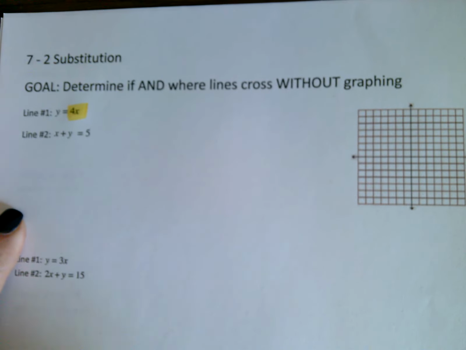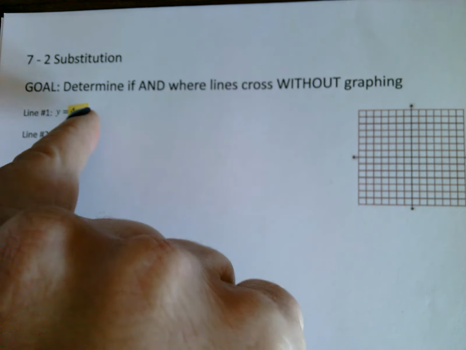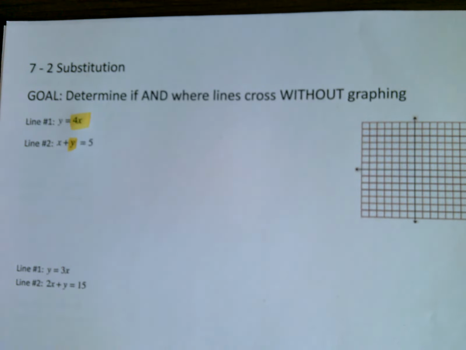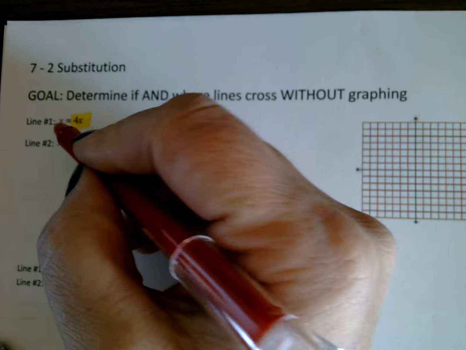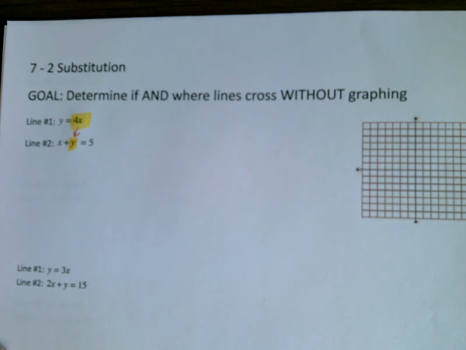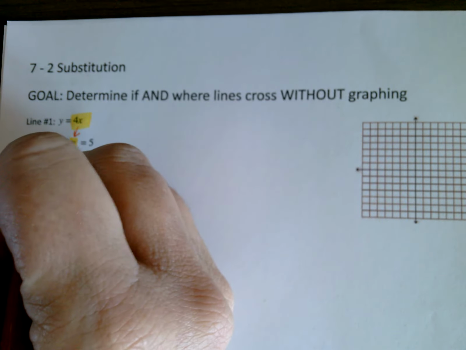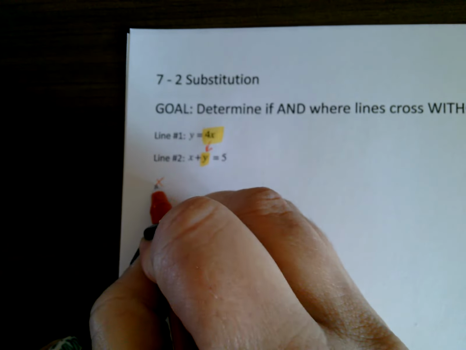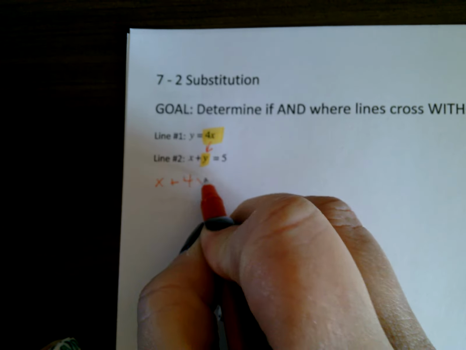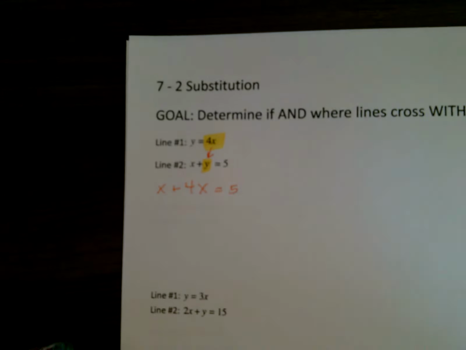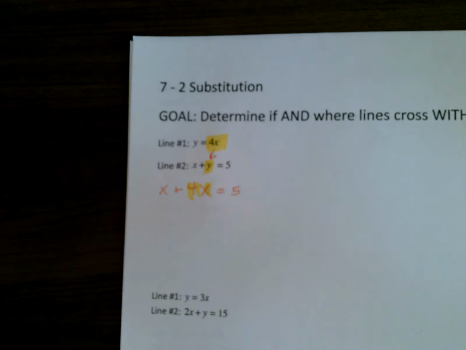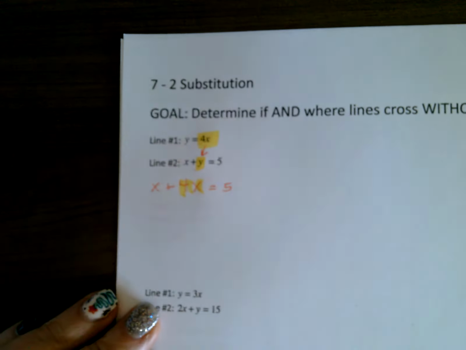What I am going to do is take equation number 1, line number 1, and substitute it into line number 2. If I know y equals 4x, I'm going to put 4x into that equation. It's called substitution. So I would have x plus y, but y equals 4x. So I'm going to substitute that right into that math problem. Now we just have an equation to solve.